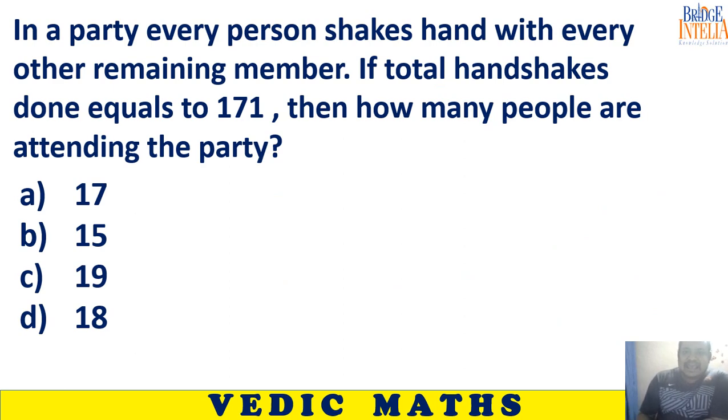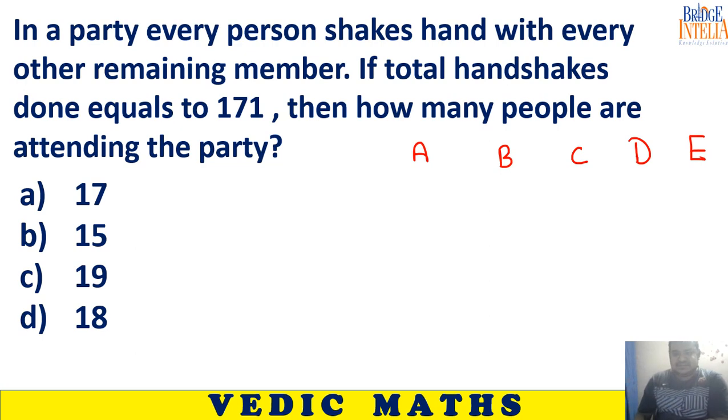In a party, every person shakes hand with every other remaining member. If total handshakes done equal to 171, then how many people are attending the party? Very good question. Now what is the meaning of this question? Let us understand. Suppose 5 people are attending the party: A, B, C, D and E. I'm saying suppose that. I don't know how many people are attending the party, but I'm just trying to explain to you what is the meaning of this question. Suppose 5 people are attending a party. So what is this question asking you to do?